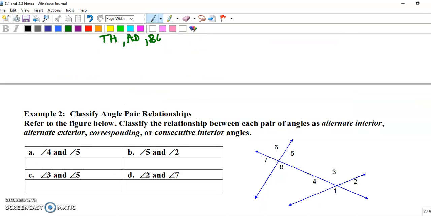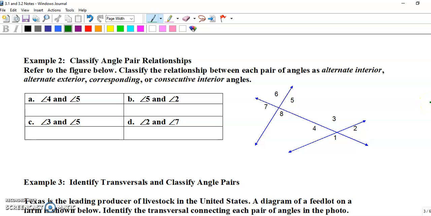So here's just classifying angle 4 and angle 5. They are on opposite sides of the transversal, so they're alternate. They're in between the two lines, so they are alternate interior angles. I'm just abbreviating there for you. Part B, if I want to compare angle 5 with angle 2, now they're on the same side of the transversal, so they're not alternate interior, alternate exterior.